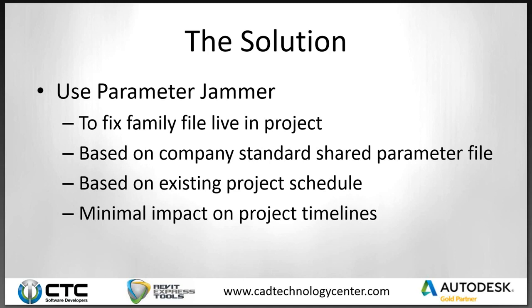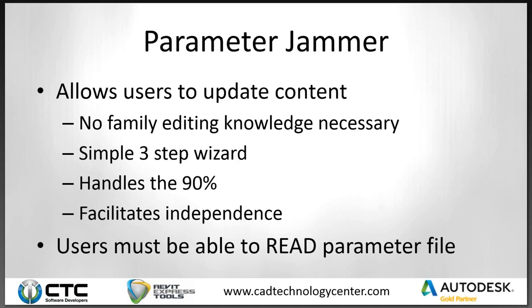So let's take a little bit deeper look here at some of the features of Parameter Jammer. What this does is, again, allows users specifically to update content. They don't have to know how to do specific family editing. They don't have to know how to open up the family editor, know how to use the shared parameters dialog box, know how to add parameters, swap parameters. Don't need to know any of that. This is a really simple, basically 3-step process. It's actually more like 2-step, but I call it a 3-step process. And this will handle 90% of the issues that your users will run into.